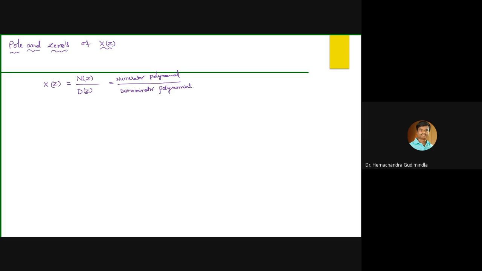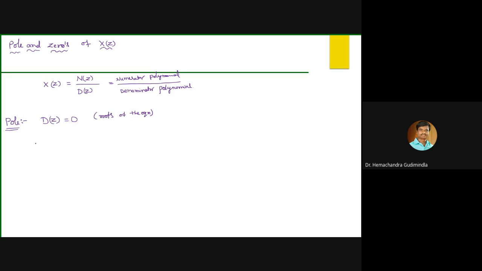Numerator polynomial by denominator polynomial. Now, if I want the pole value, I need to make the denominator polynomial 0. What is this pole? It is nothing but the roots of the equation. I need to make the denominator 0.